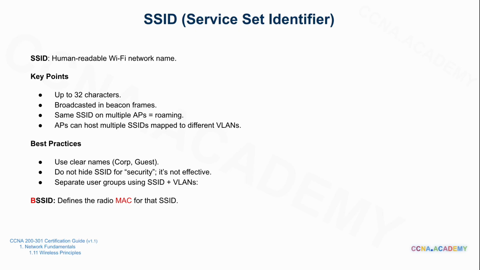The SSID is the wireless network name that users connect to. APs broadcast SSIDs in beacon frames and can host multiple SSIDs mapped to different VLANs. Using meaningful names helps users select the right network, while WLAN mapping separates traffic for corporate, guest, or IoT devices. Hidden SSIDs provide no real security and can even create additional risks.